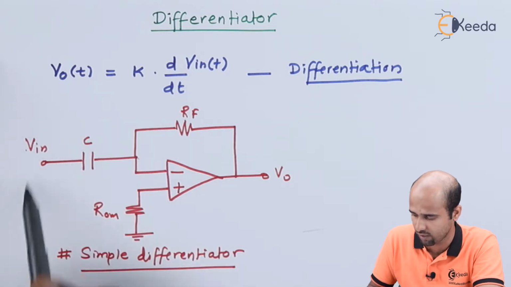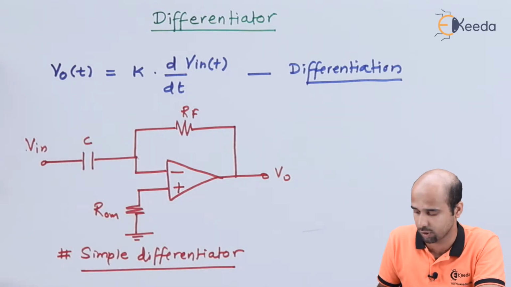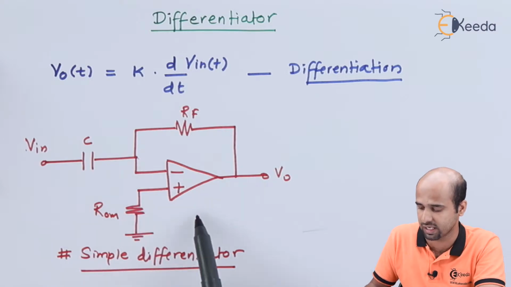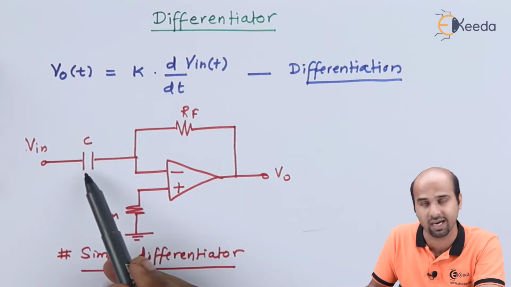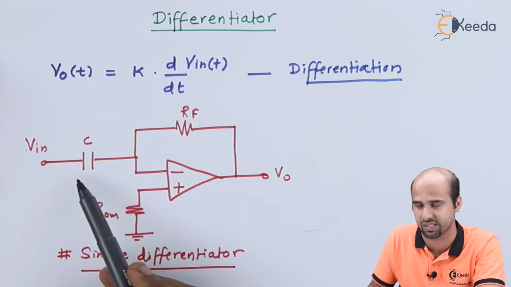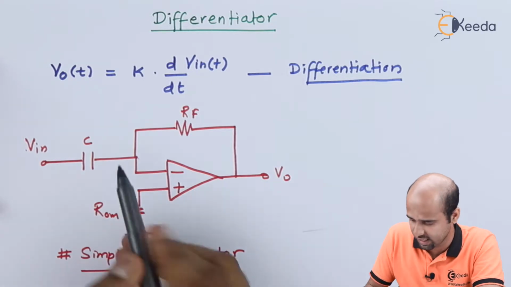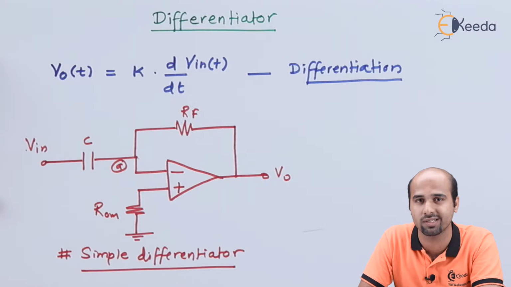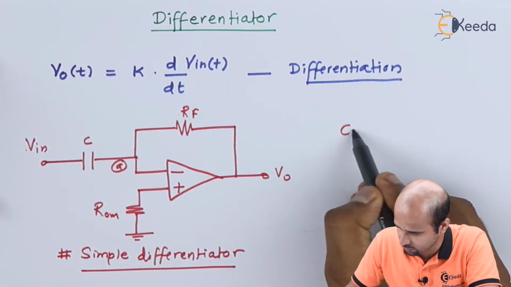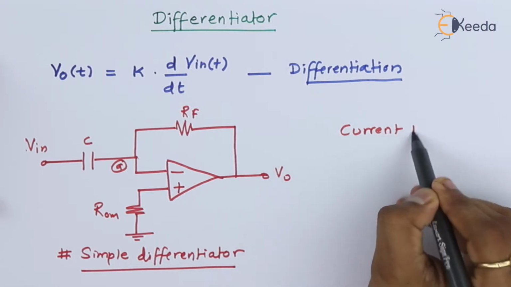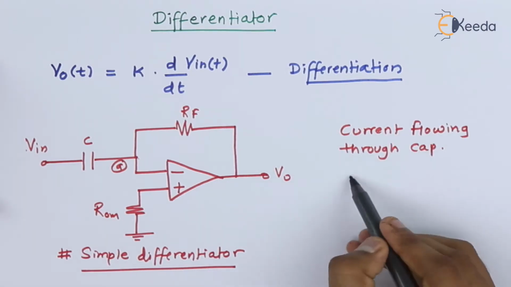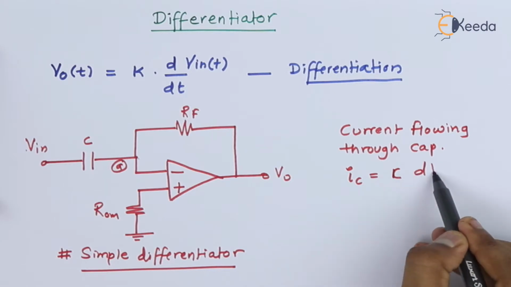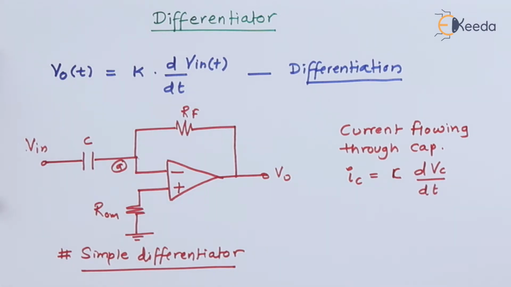We will take a look at the mathematical expression, the mathematical derivation, of how we get this kind of expression if we have this circuit with an operational amplifier as an active device and these resistances and capacitor as passive devices. We will apply KCL at this particular node. First of all, we should get to know what the current flowing through the capacitor is. As we all know, this is the current flowing through the capacitor.